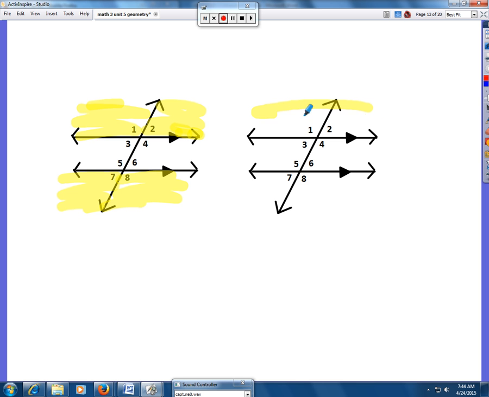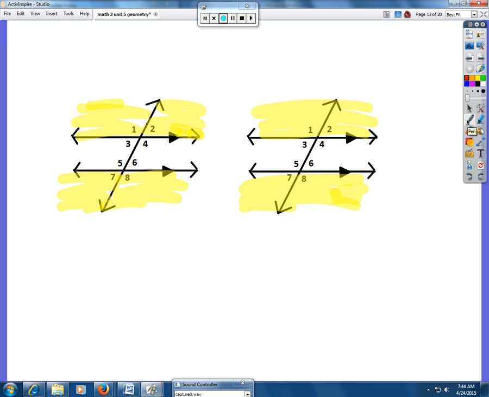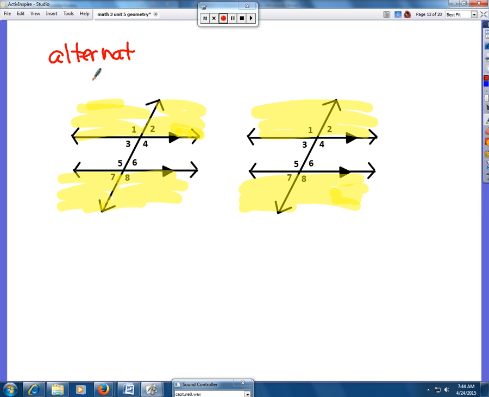Okay, so on the outside of our parallel lines, we've got two different types of pairs of angles. We've got what are called alternate exterior and same side exterior. So I'm going to call this one alternate exterior and same side exterior, because the word exterior means outside the parallel lines, outside of something.